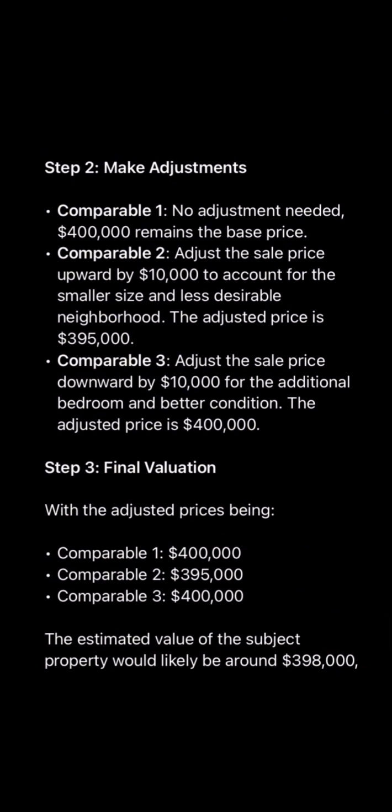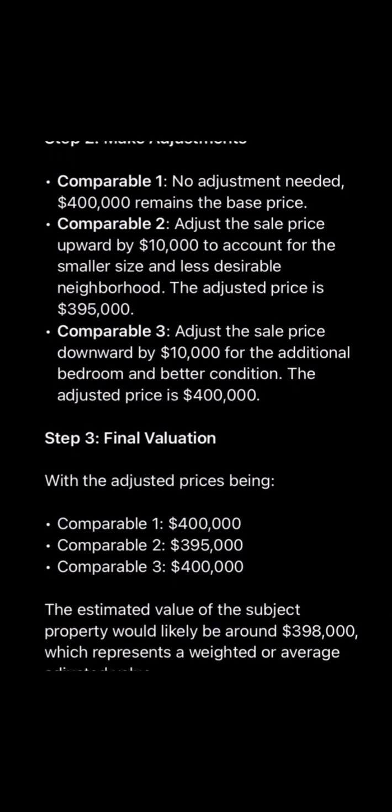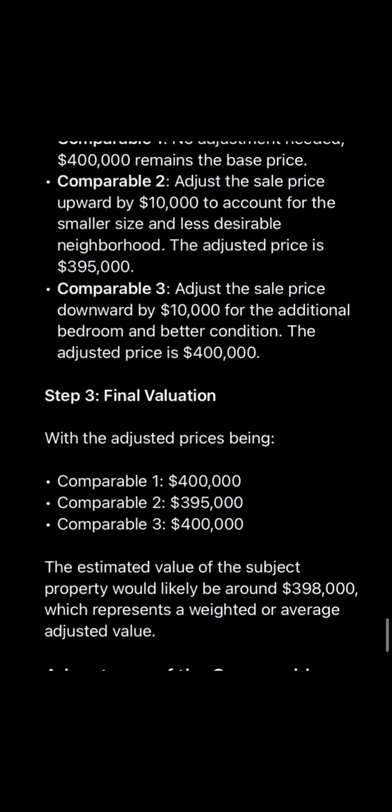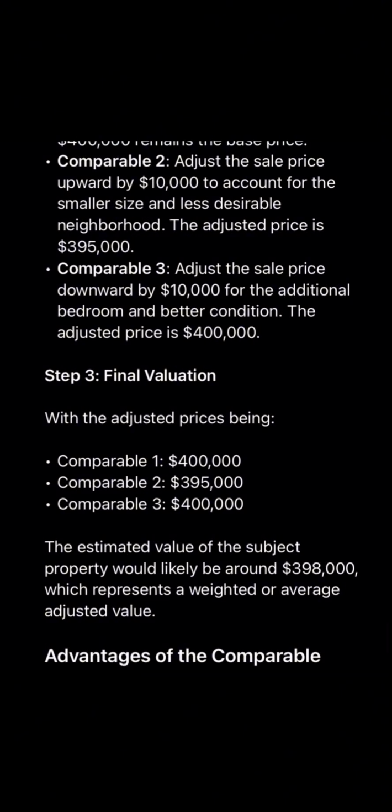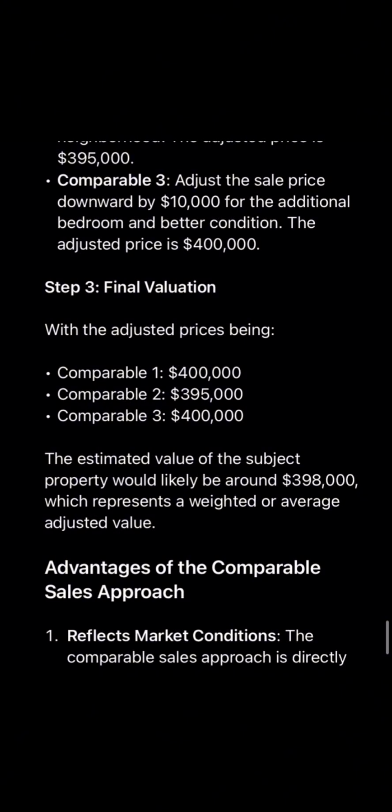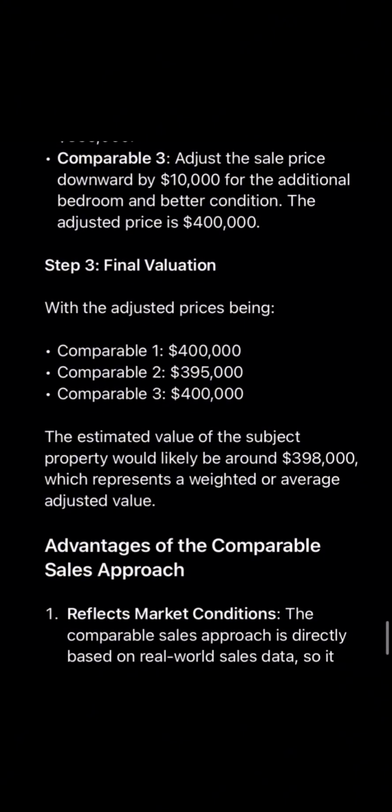Step 2. Make adjustments. Comparable 1: no adjustment needed. $400,000 remains the base price. Comparable 2: adjust the sale price upward by $10,000 to account for the smaller size and less desirable neighborhood. The adjusted price is $395,000. Comparable 3: adjust the sale price downward by $10,000 for the additional bedroom and better condition. The adjusted price is $400,000.